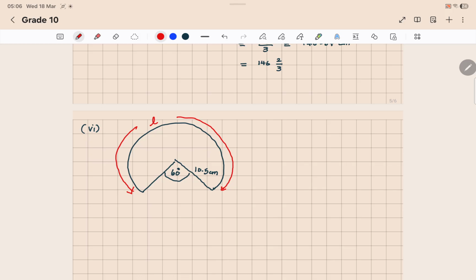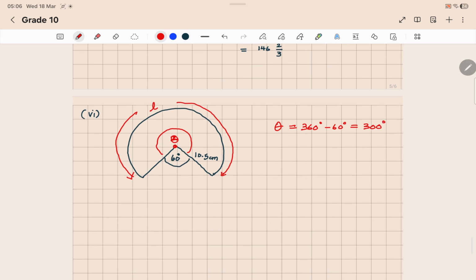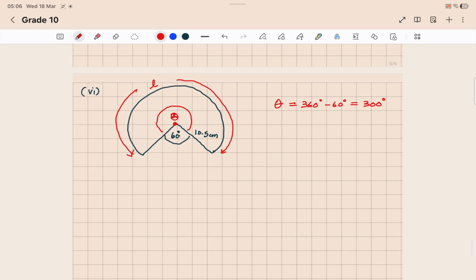So that big length is given by which angle? Not the 60 degree angle. That big length is given by this angle. So this theta we need to know. What is theta? We know the total angle around the point is 360, no? So 360 minus 60, so 300 degrees. So you have to use 300 degrees as your angle, not 60 degrees, okay?